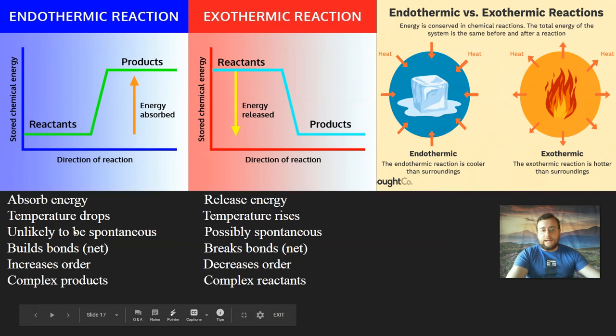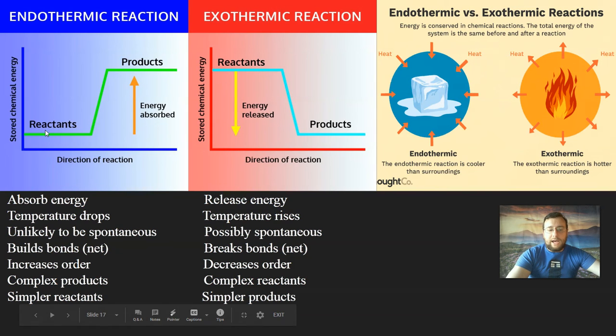That also means, like I just said, that the products tend to be more complex in endothermic reactions, whereas they tend to be less complex in exothermic reactions, and therefore the reactants tend to be more complex in exothermic ones. That means, of course, that the reactants are simpler compounds, which store less energy in the endothermic, and the products are simpler on the exothermic. So as you can see, they're literally the opposite from each other.